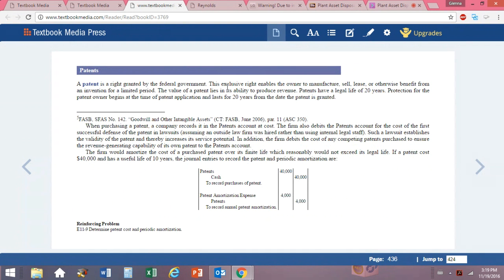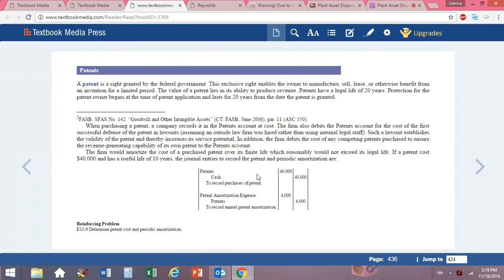All right, let's talk about a patent. A patent has 20 years. Protection for a patent owner begins at the time of the patent application and lasts for 20 years from the date the patent was granted. Patents are handled a little bit differently.